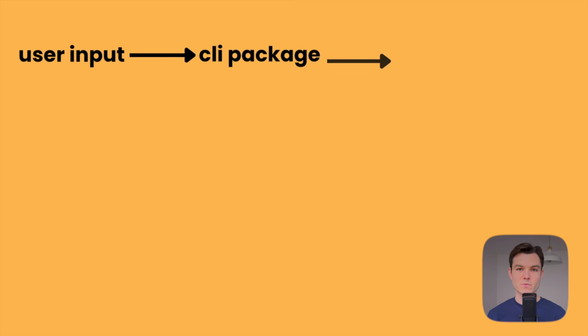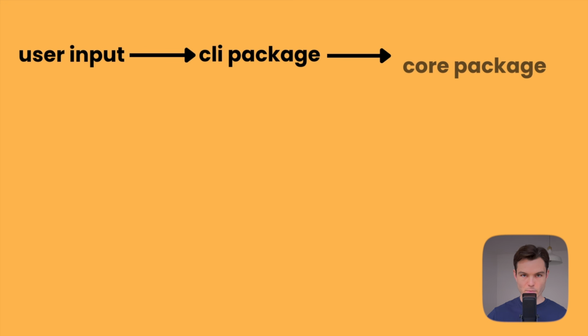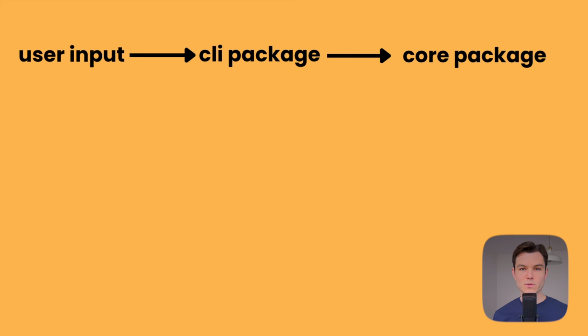The CLI package parses the input and sends it to the core package. The core package receives the input and constructs a complete prompt for the Gemini API. This may include your prompt text, conversation history, available tool definitions, and project context from Gemini Markdown files and memory. The core then sends this constructed request to the Gemini API endpoint.